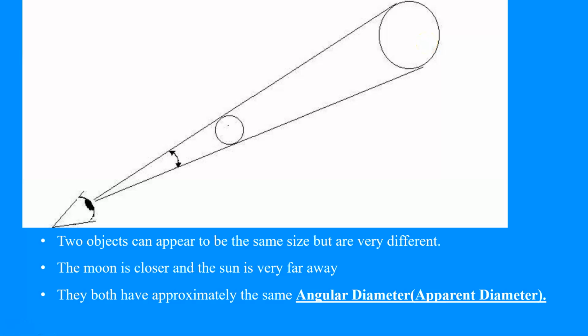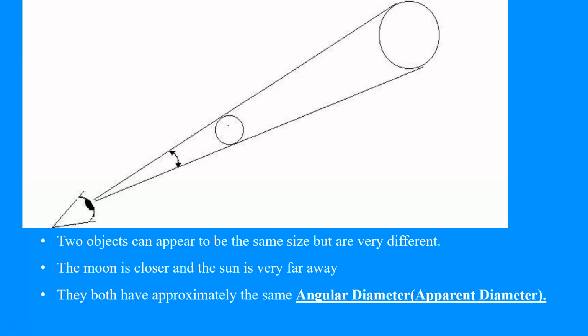So the sun is 149.6 million kilometers away, and the moon is only 386,000 kilometers away. So the moon is much closer, so therefore they appear to be the same size in the sky, but they're very different because one is really far away and the other one is really close to us.